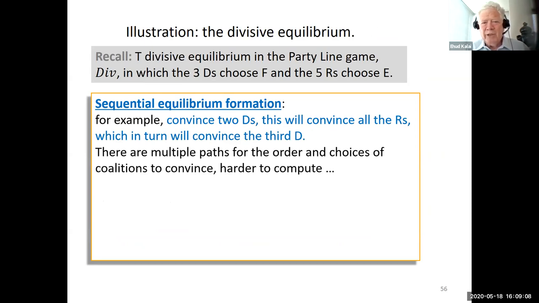Equilibrium formation, the way I put it, was very simple. One shot, whatever the group does, everybody has a dominant strategy to come alone. But I want to talk about sequential equilibrium formation.